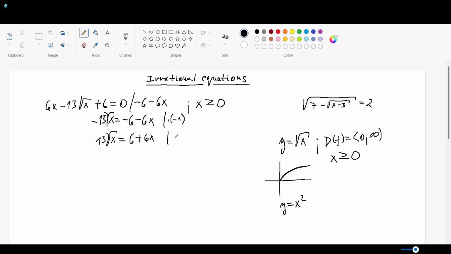Instead of this, I prefer now to square both sides, okay? Which would then mean that this is going to be 169 times x, because 13 squared times square root of x squared, or if you want, it's square root of x times square root of x, which is of course equal to x. So this is our left side, and as you can see, we really have no radical on the left side of the equation.